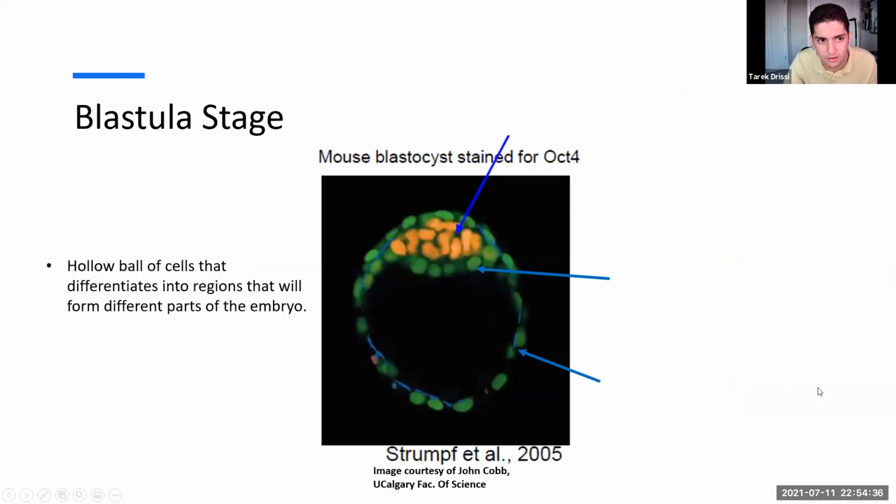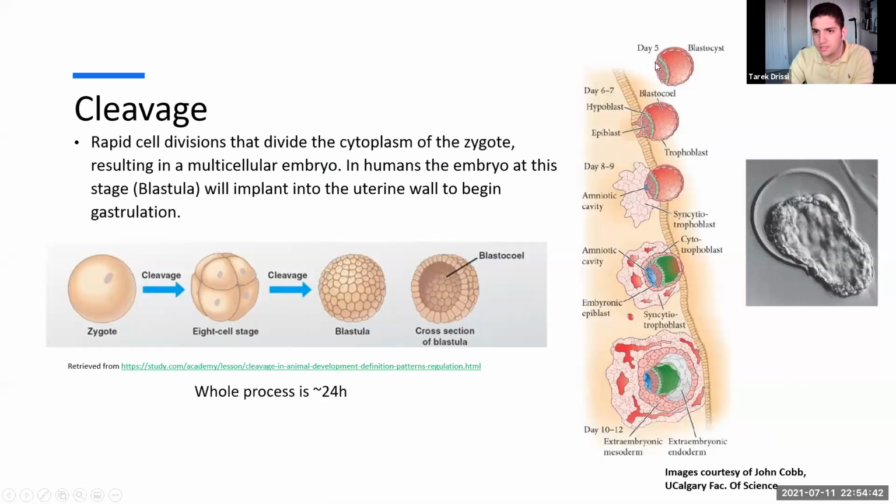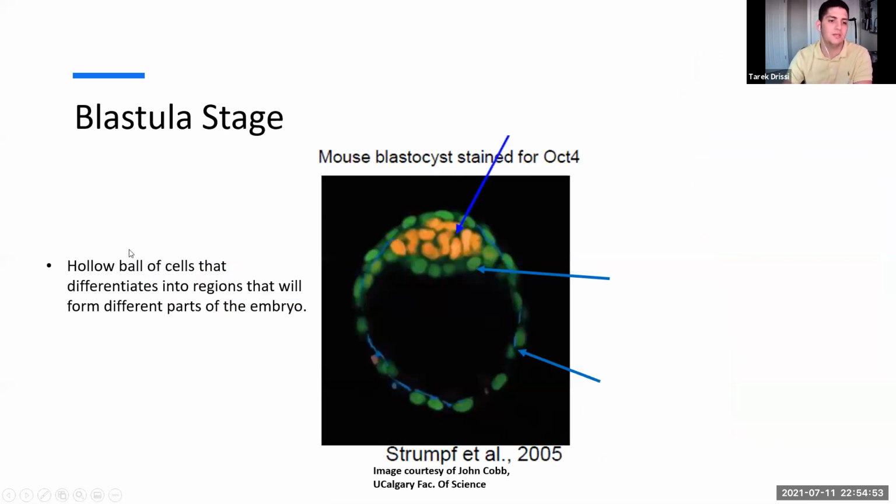Actually, sorry, I have a slide just before that right here. Okay, so this is more specific on the blastula stage. Right here is the blastula stage. You can see it has this weird mass protruding from the inside. So it's still hollow, but it has a mass, which we call the inner cell mass. The blastula is a hollow ball of cells that differentiates into regions that will form different parts of the embryo. The inner cell mass is highlighted in orange here for a gene that functions to keep these cells in a state where they can form the body of the embryo. This is a gene called OCT4, and these cells are orange because they're stained for that gene.